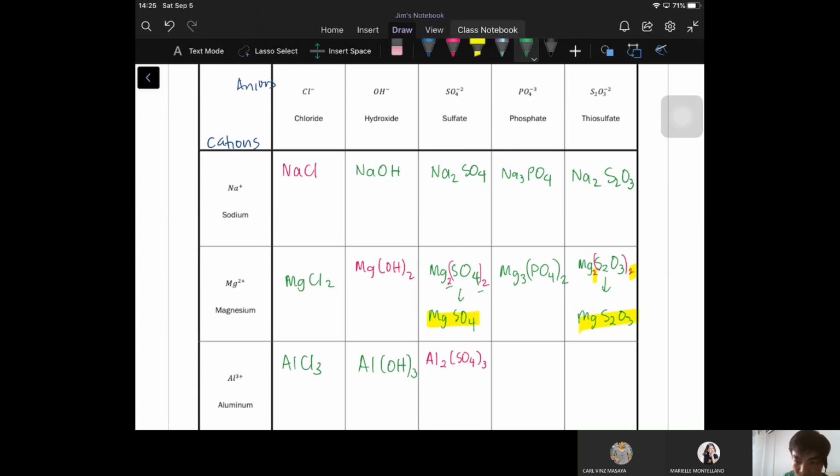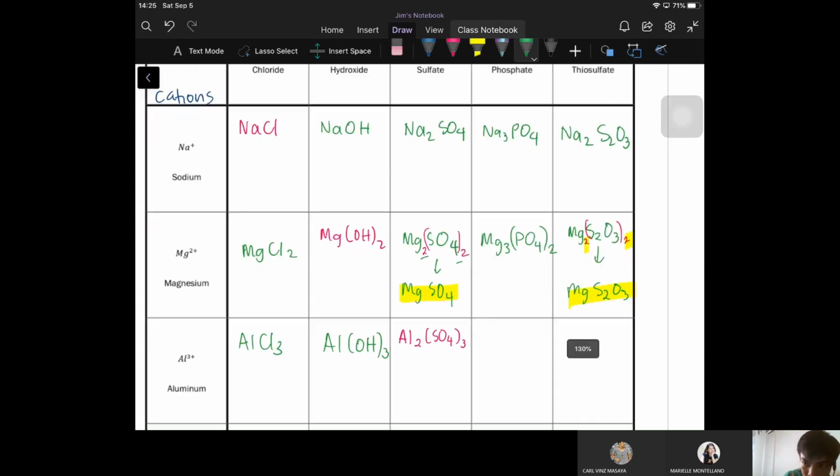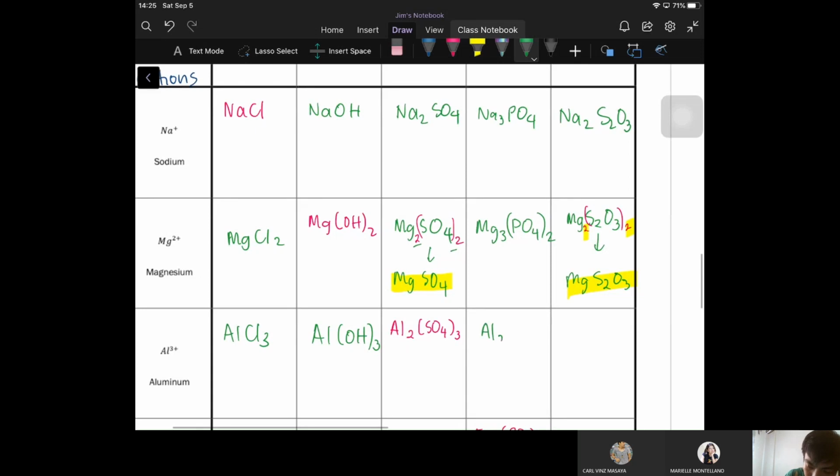Phosphate naman. So, aluminum and phosphate, parehas silang tatlo yung charge. Isusulat nyo yon as Al3(PO4)3, diba? But again, we can further reduce this. Reduce natin to kasi parehas yung subscript, parehas silang 3. So, we can reduce that as AlPO4. Pag parehas yung subscript, pwede mo i-reduce as 1. Okay, so yan.